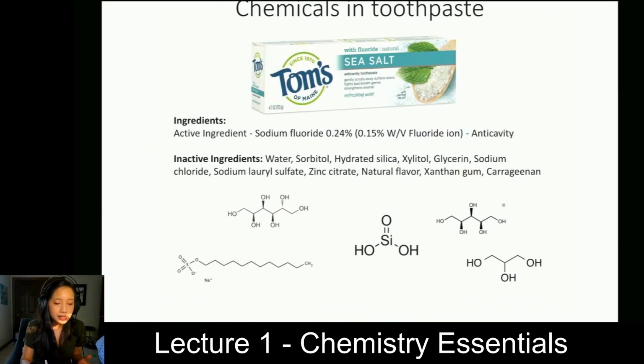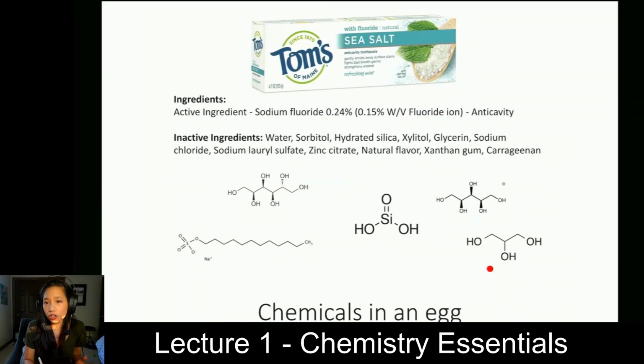And I think, yeah, on the next slide, I actually have some of the different structures of all of these things. So water has the chemical structure of H2O that looks like that. All right, this is sorbitol. Here's hydrated silica, xylitol. I think this is glycerin. I think I skipped a few. This is sodium lauryl sulfate. All soaps have sodium lauryl sulfate in it, and it looks like this. So we cannot say that this natural toothpaste is chemical free. It definitely contains chemicals, right?